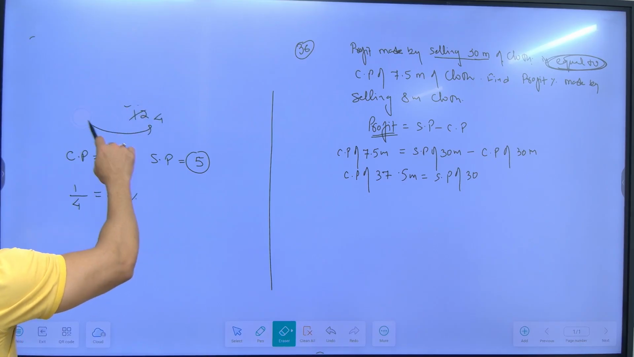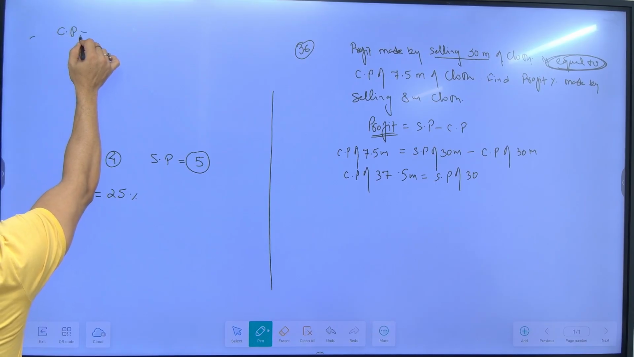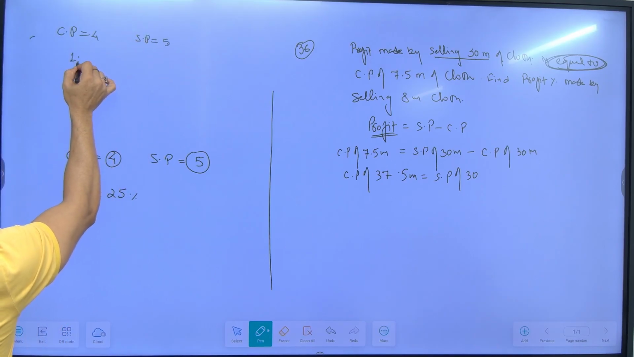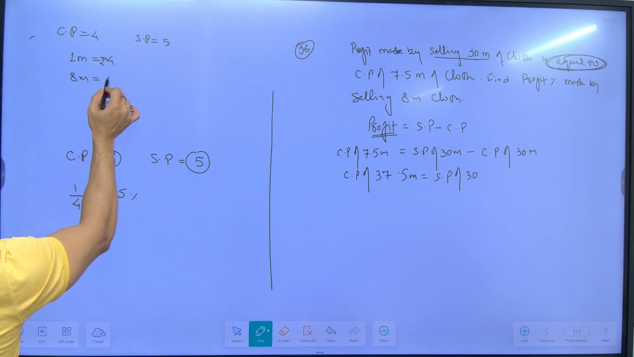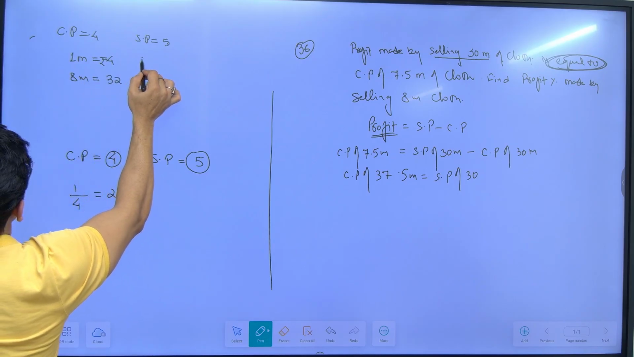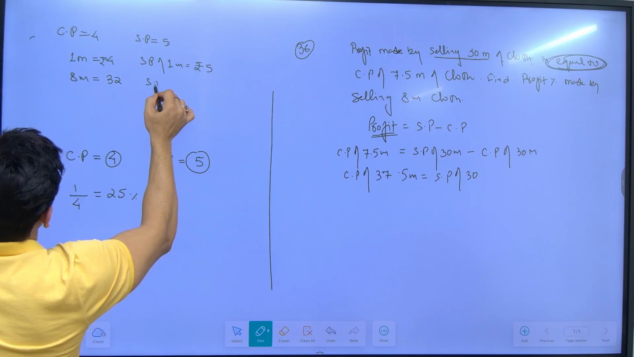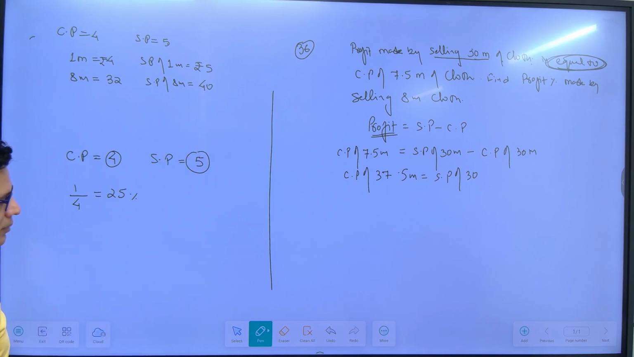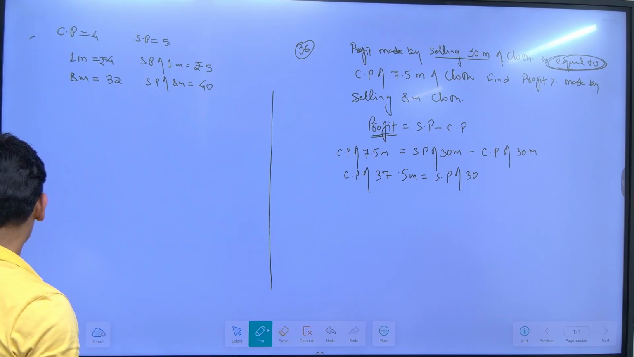From here we found that cost price is 4, right? Selling price is 5. Let's say for 1 meter you are paying 4 rupees. So for 8 meter how much will you pay? 32. And selling price of 1 meter, let's say 5 rupees. Selling price of 8 meter will be 40. Still you will make some profit. Tell me, will the answer be 25% or not?